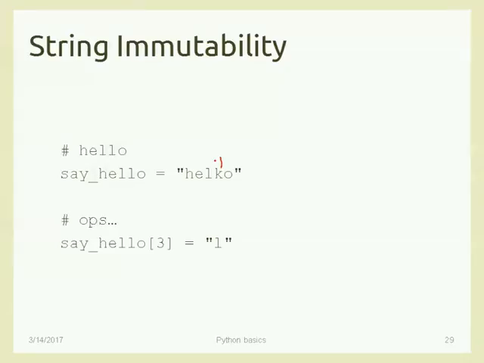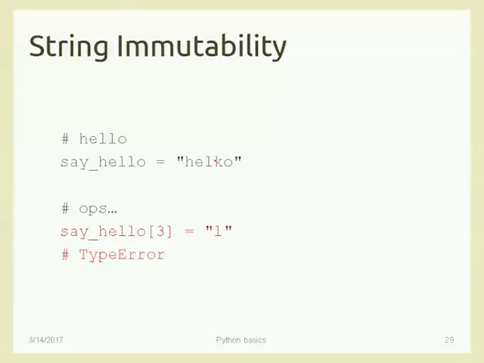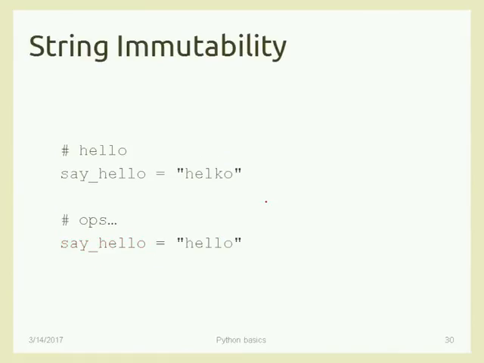If I perform this operation, Python says something like type error, because strings in Python are immutable. You cannot change a string once defined. You can redefine the string, but not change any element of the string once the string is defined. So, for example, in our case, if you are doing this in interactive mode in the terminal, we can, for example, redefine the entire variable.